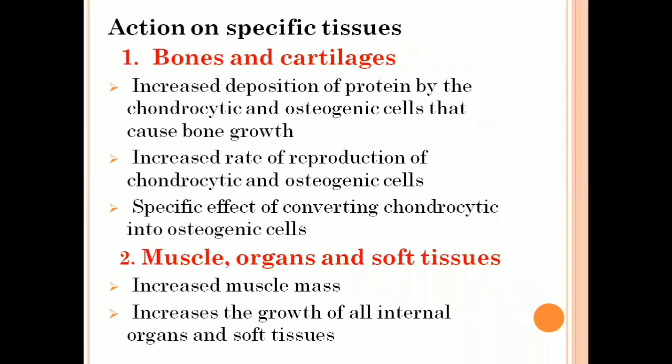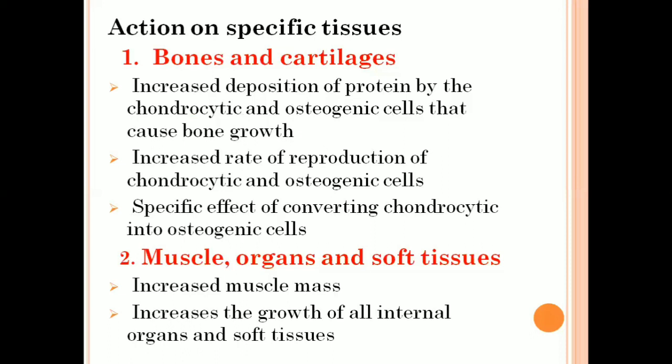First, moving on to action on specific tissues, bones and cartilages, this growth hormone causes bone growth and cartilage growth. First, it increases the deposition of protein by the chondrocytic and osteogenic cells that cause bone growth. Okay, what are chondrocytic and osteogenic cells? Chondrocytic cells are cartilage forming cells and osteogenic cells are bone forming cells. There is increase in reproduction of these cells, and there is a specific effect of growth hormone which converts chondrocytic cells to osteogenic cells. That is, it can form bones from cartilages.